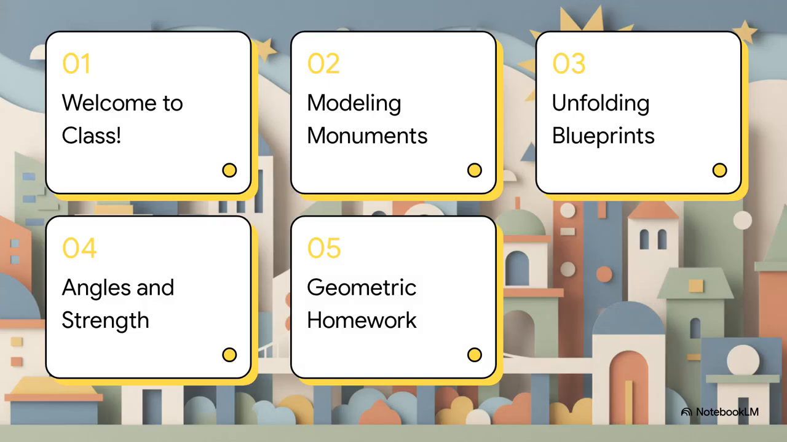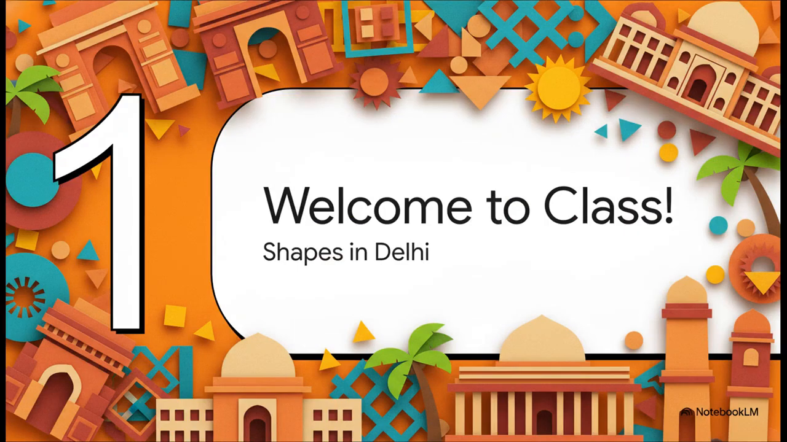Okay, let's take a super quick look at today's lesson plan. We'll kick things off with our welcome, then move right into modeling giant monuments down to basic blocks. After that, we'll unfold the blueprints by looking at 2D nets, run a quick structural stress test with angles, and finally, I'll be sending you off with a little bit of geometric homework. Let's get started. All right, part 1, welcome to architecture class.